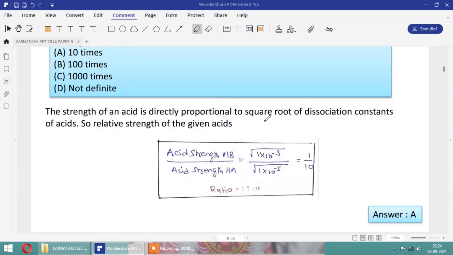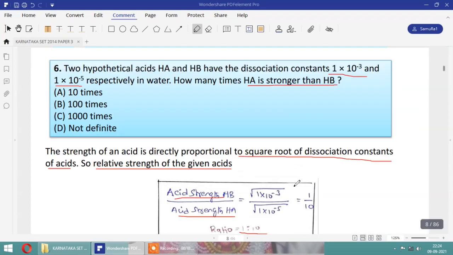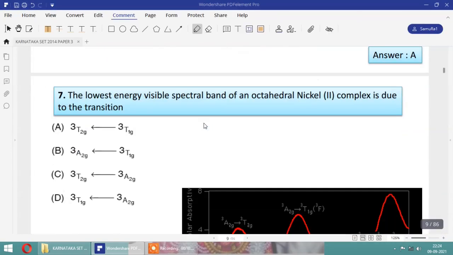Now the strength of an acid is directly proportional to the square root of the dissociation constant of the acid. So now you calculate the relative strength of the given acids. The acid strength of HA divided by HB is equal to the square root of the dissociation constant of HA by HB. So you will get the ratio 10:1. The answer is A. HA is 10 times stronger than HB. This was the answer. Next we go to the 7th question.